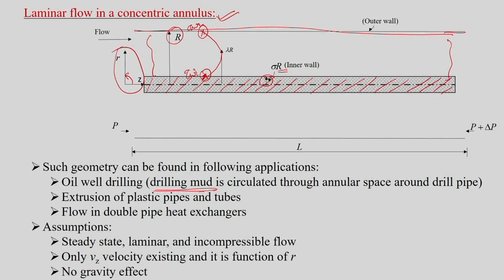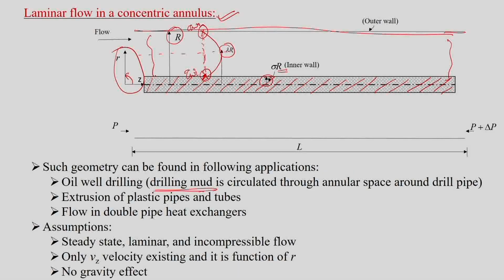If it is flow through a single pipe, then you can say that the maximum velocity is occurring at the center, but in this case you do not know which location has the maximum velocity or which location has zero shear stress. Here the shear stress has some maximum value, then it decreases, and at a certain location it becomes 0 and again increases. Let us say lambda r is the location at which the velocity is maximum, the location of the zero shear stress point.